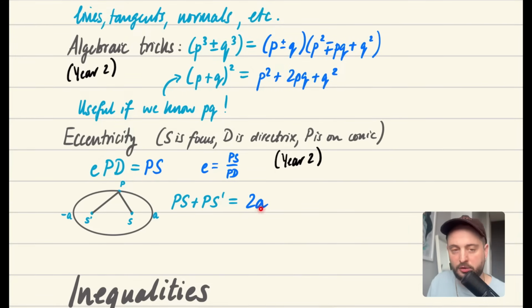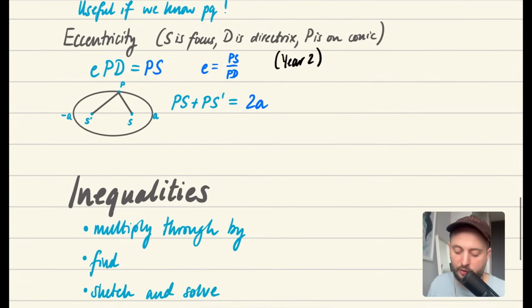And I think I go through in one of the videos the proof of that, but it uses the fact of EPD plus EP dash as well, and it just kind of all goes through geometrically with that. Okay, so the next part I wanted to look at is inequalities.